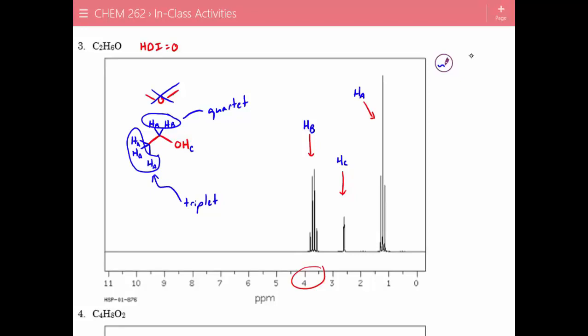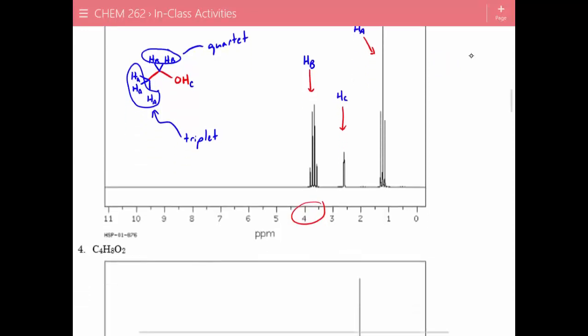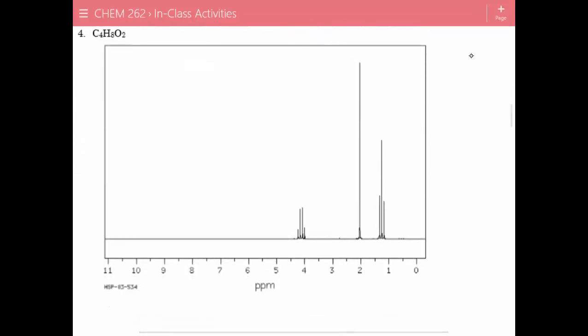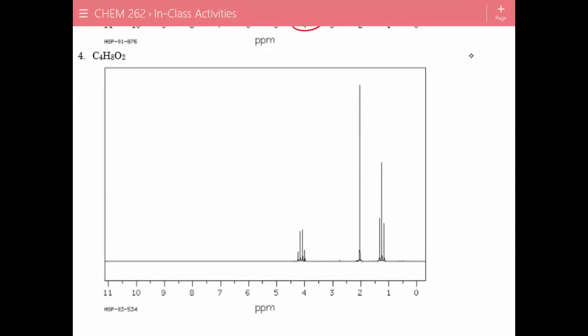All right, so it looks like all of our data lines up. That means that this compound is most likely ethanol. All right, let's continue on and work on problem 4. If we look at problem 4, if we do the HDI for this problem, it's going to be equal to 1.